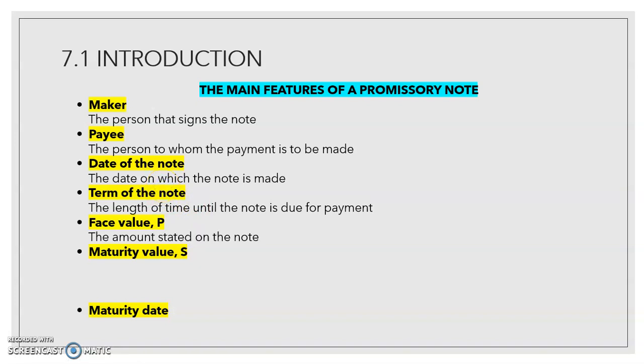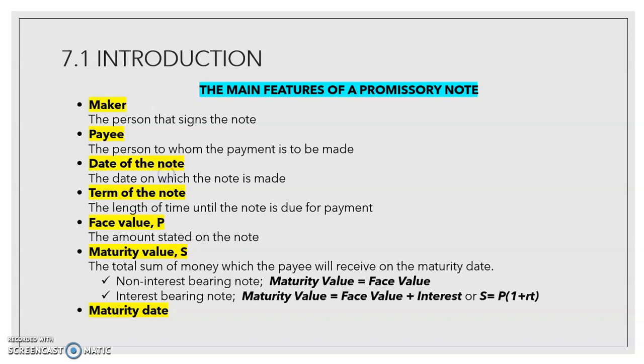Face value, which is actually your P, present value, the amount stated on the note. Okay, next, the maturity value, hopefully you remember your S, the total sum of money which the payee will receive on the maturity date. So in a promissory note, there are 2 cases. The first one is a non-interest bearing note. It means there's no interest. Therefore, the maturity value is equivalent to face value. And the other one is an interest-bearing note. So your maturity value is actually your face value plus interest. It's actually, remember, your S.